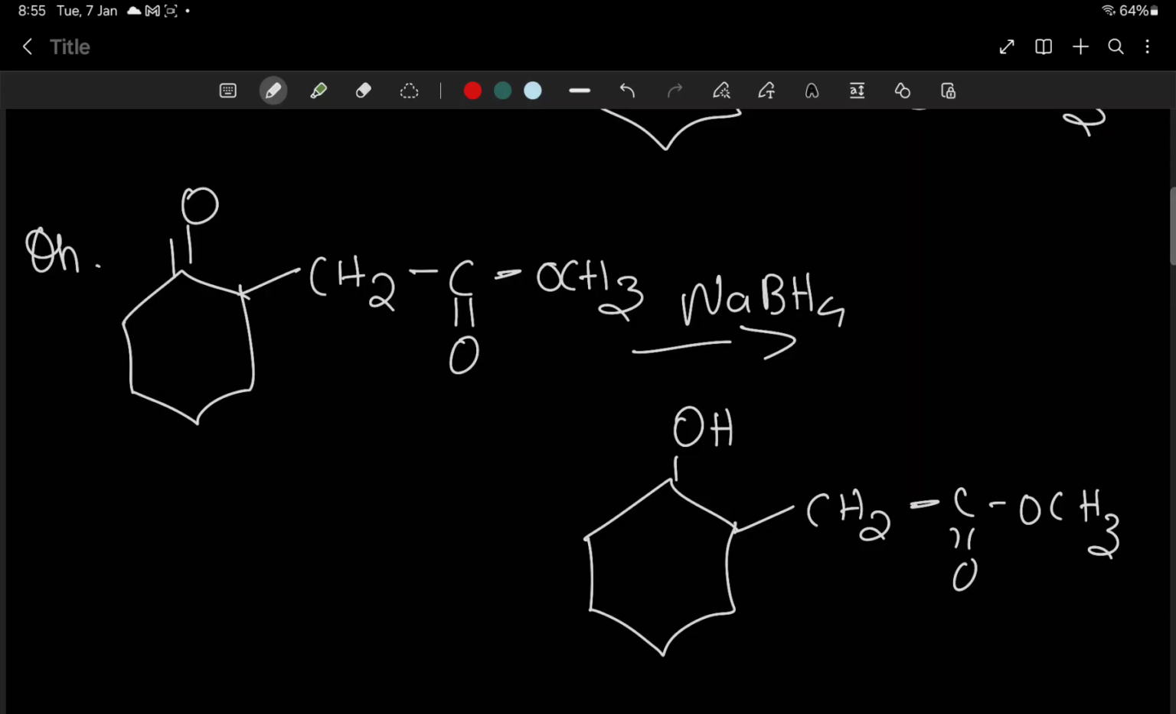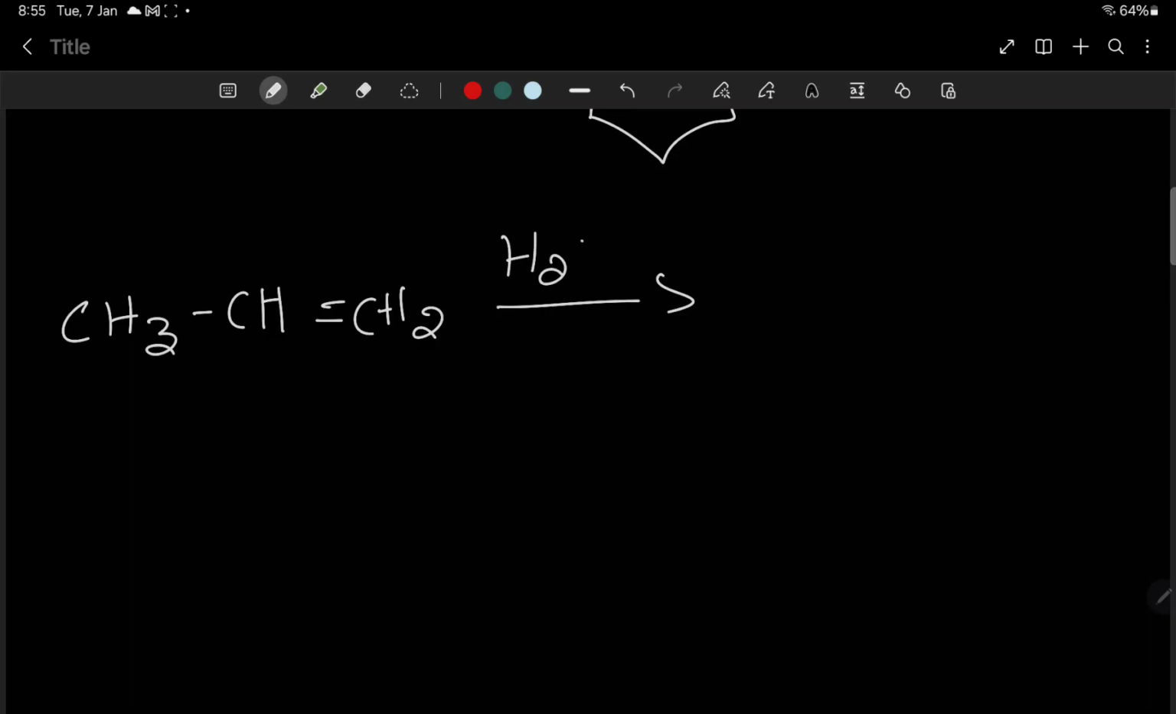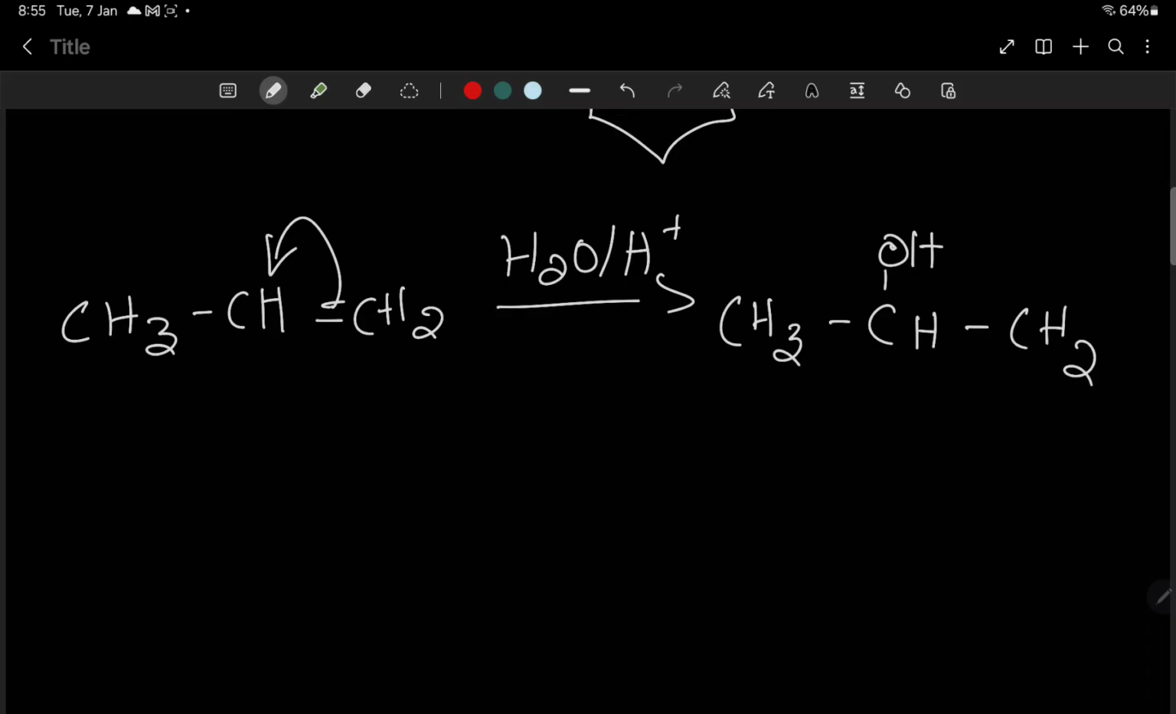Okay. Yes. Now should we do one more question or should we skip it? No need, it's a similar type itself. I will do this, you can do. CH3, CH double bond CH2, H2O, H plus. This is the acid catalyst. So Markovnikov rule. This is CH3, COH, H, CH3. This is the product, Markovnikov.